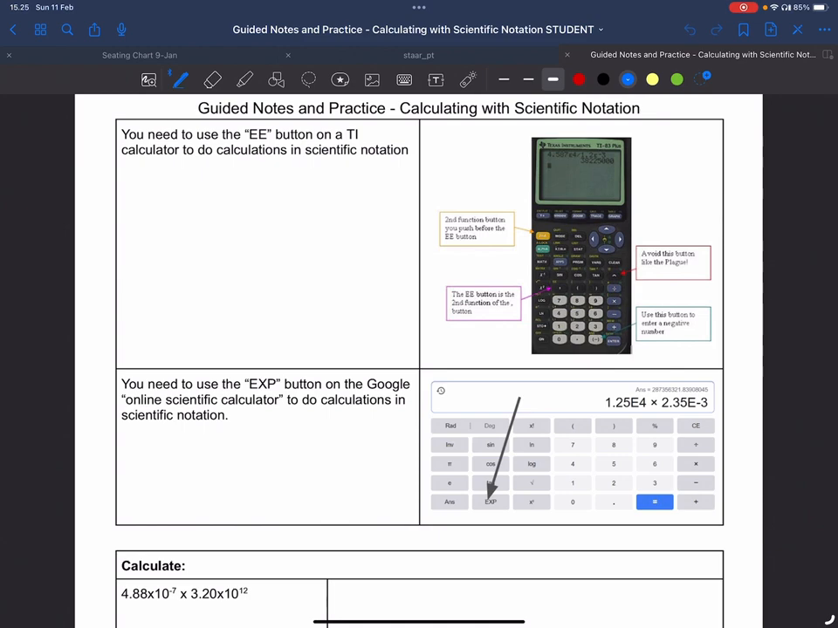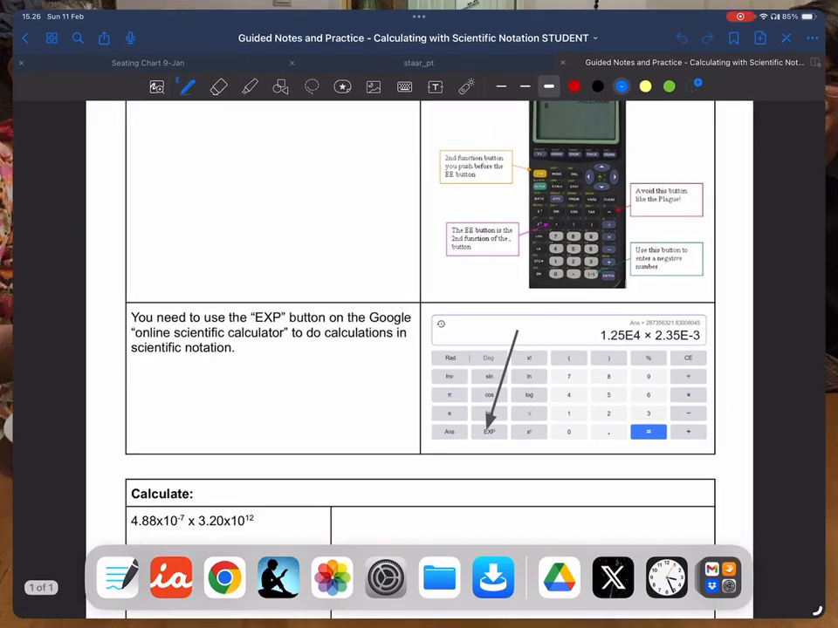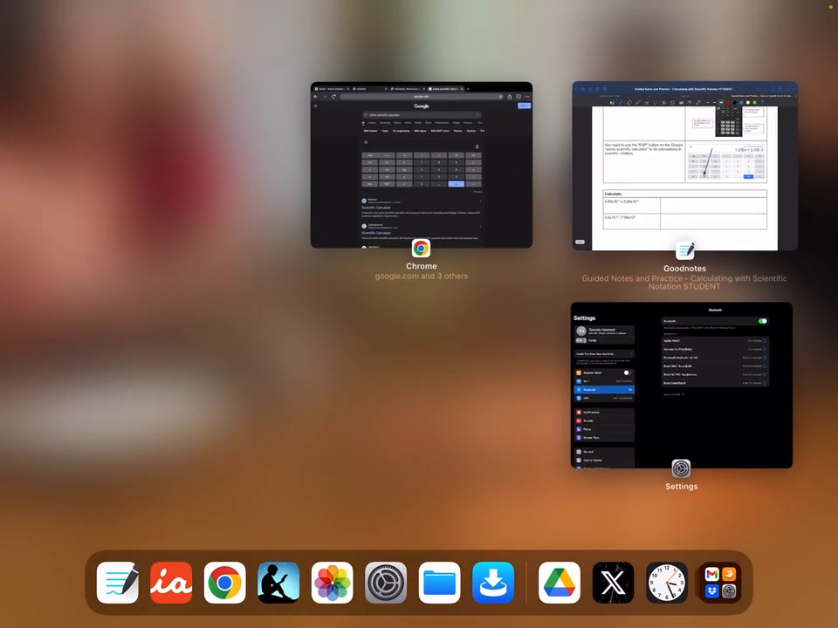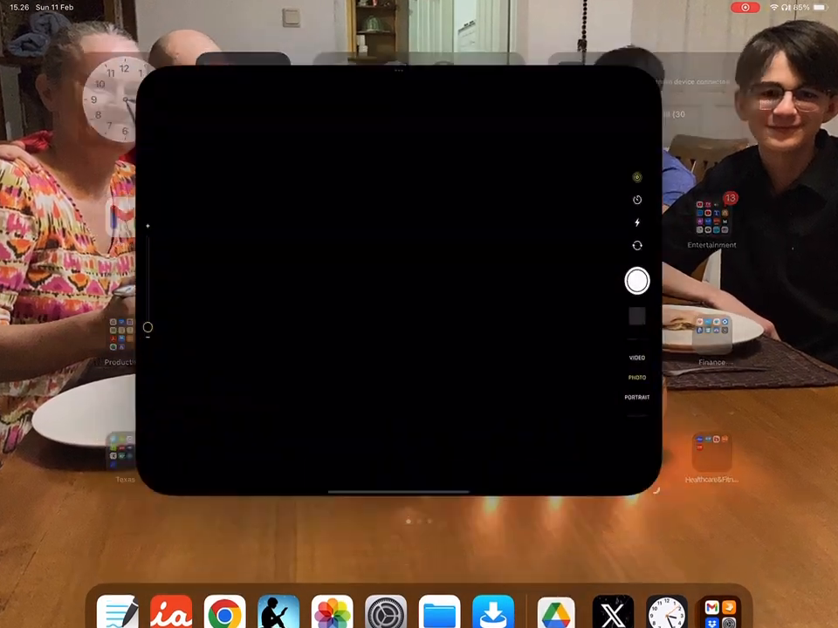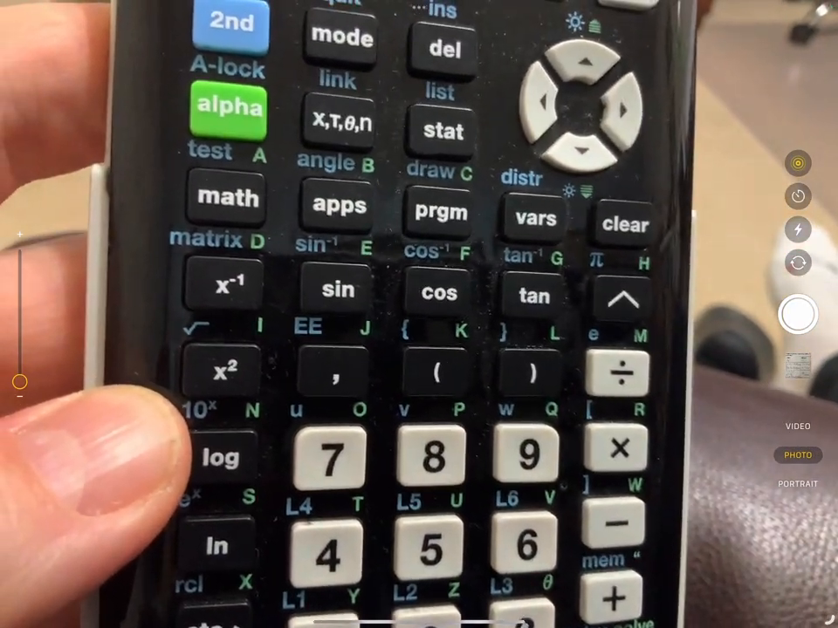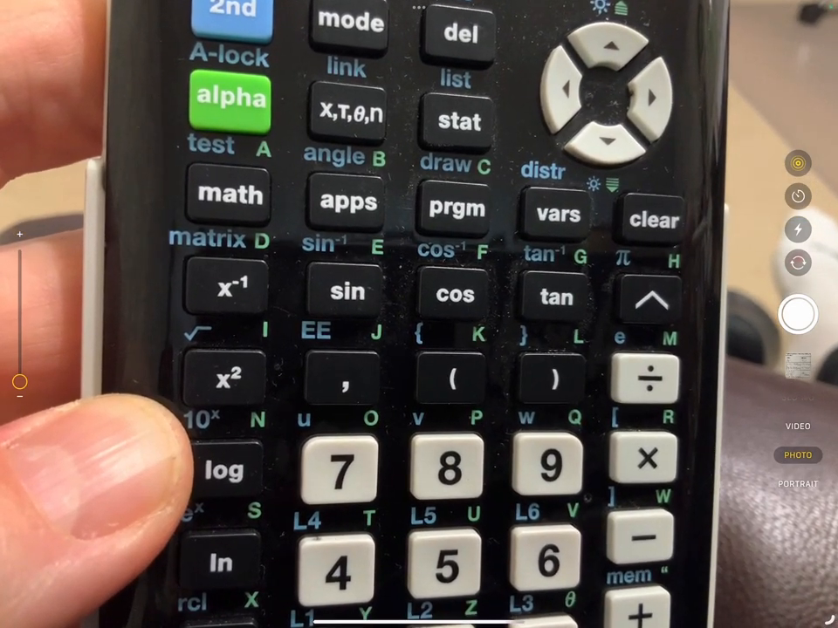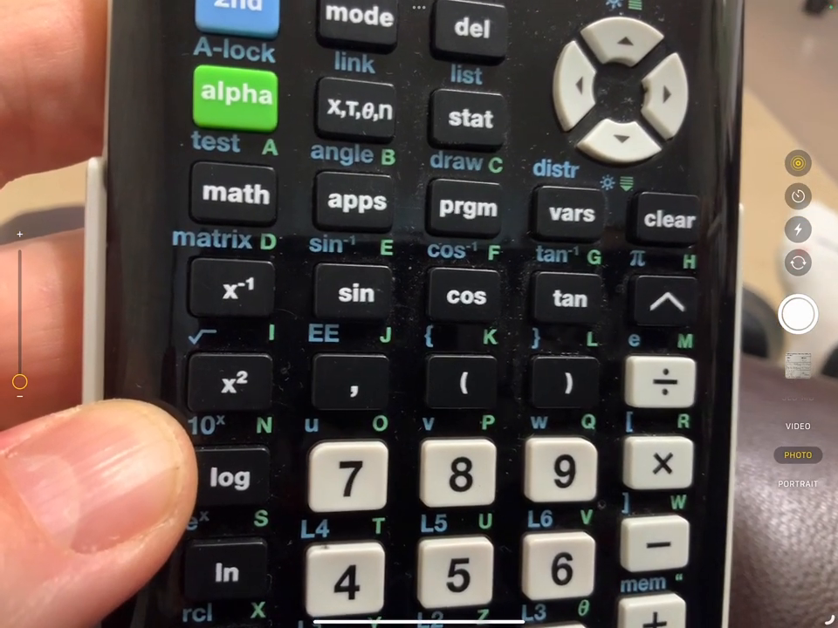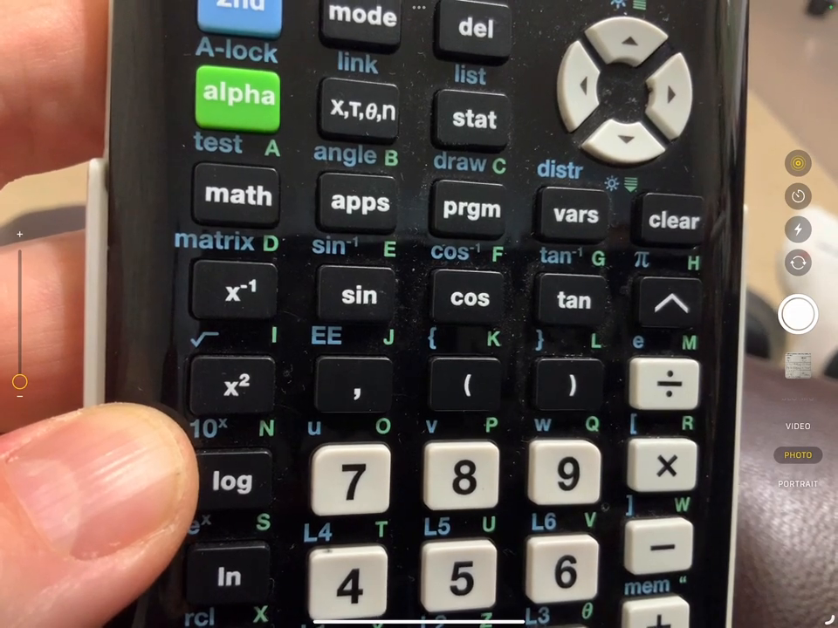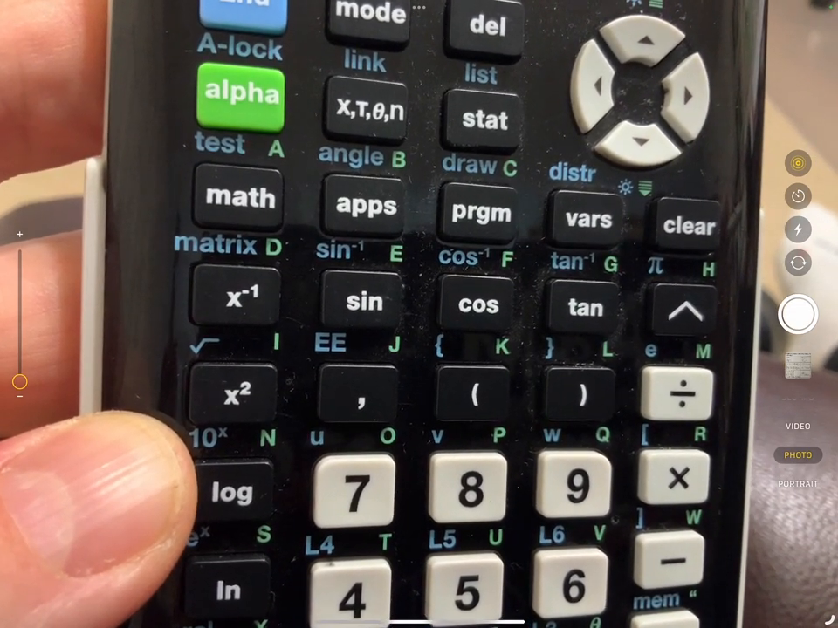By now you should have already watched the other video on how to use your calculator to do scientific notation. That video would have shown you that you need to worry about the second EE button. Don't put in x10 to the power of. No, just use the second EE button.